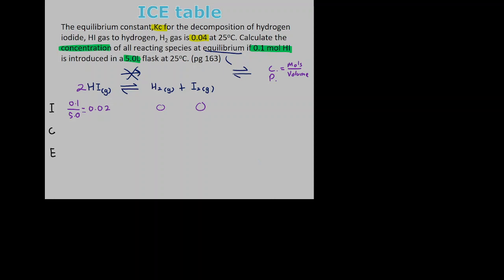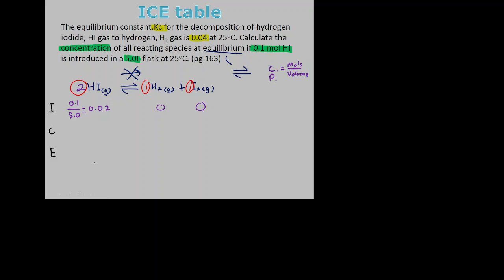Equilibrium. At equilibrium, everything follows the stoichiometric coefficient. So what changes at equilibrium is totally based on the stoichiometric coefficient. This one has 2, this one has 1, right? This one also has 1. So what is the change?